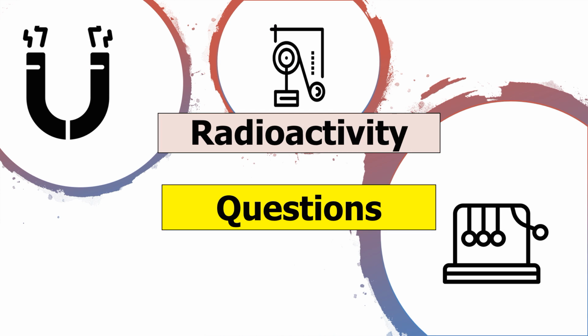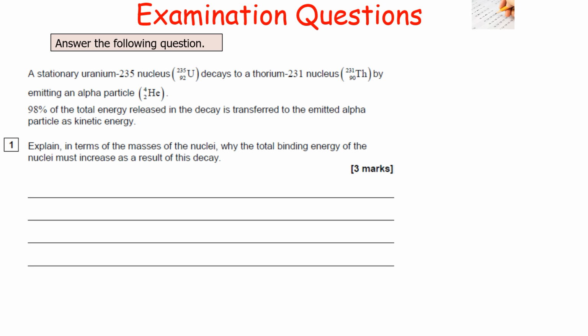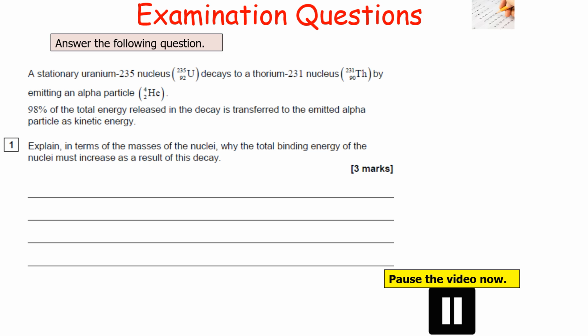Let's now have a look at some questions on radioactivity. So the first question says, a stationary uranium-235 nucleus decays to a thorium-231 nucleus by emitting an alpha particle. 98% of the total energy released in the decay is transferred to the emitted alpha particle as kinetic energy. Explain in terms of mass of the nuclei why the total binding energy of the nuclei must increase as a result of this decay. So what you should do is pause the video now and then unpause the video when you want to go through your answer.